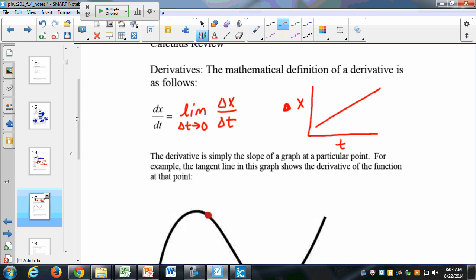Now this one is a simple graph because it's linear, but when you're dealing with more complicated functions, that can be very useful to find the slope of your graph at a very particular point. Right? So that's the definition of a derivative. I'm never going to ask you to spit out the definition of a derivative, but it's a useful thing to know. It's just the slope at a particular point.